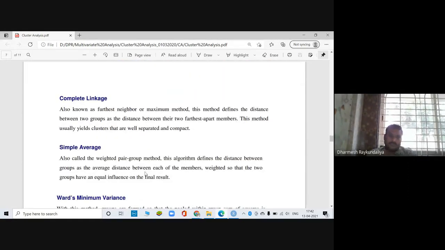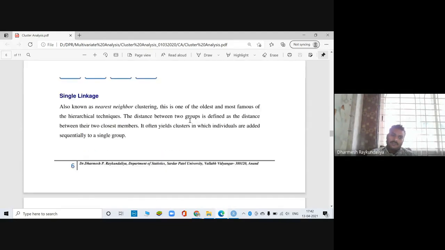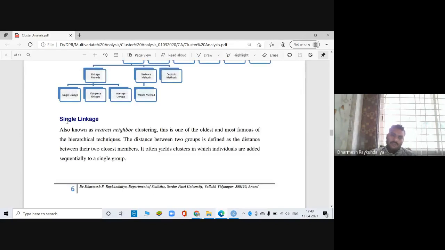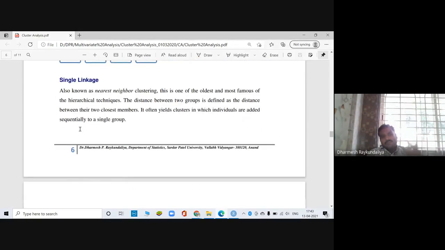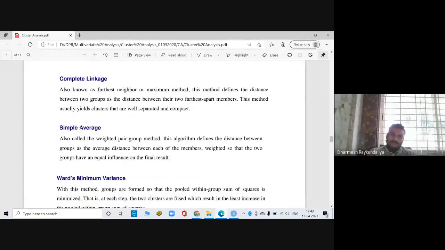Complete linkage is nothing but the furthest neighbor. That means the maximum distance between two objects. So that is the complete linkage method. This method yields clusters that are well separated and compact. But when we do hierarchical clustering, the first cluster is always formed based on the single linkage method. Then the second and third depend on the methods you have adopted.